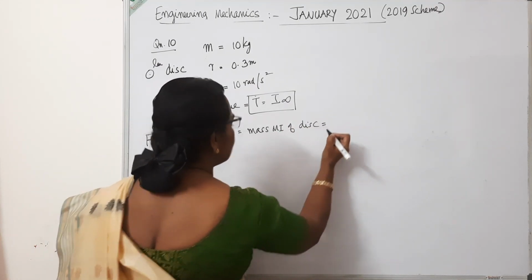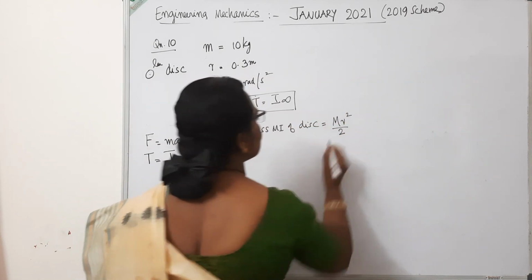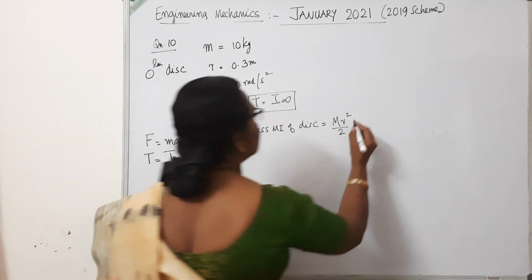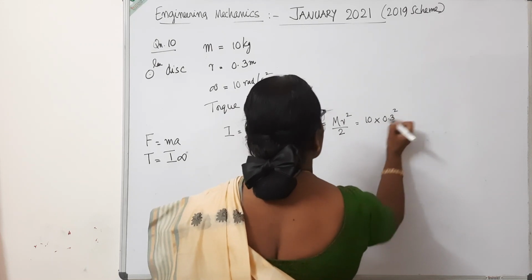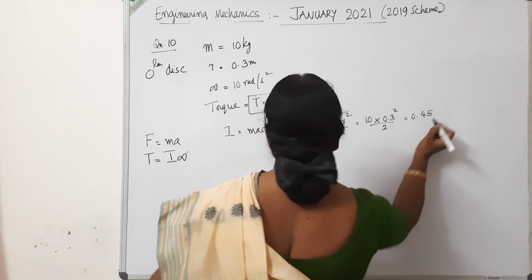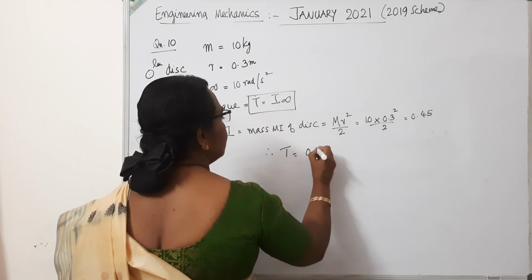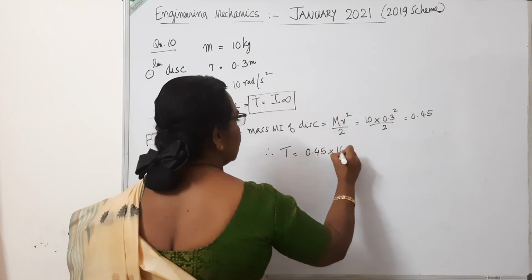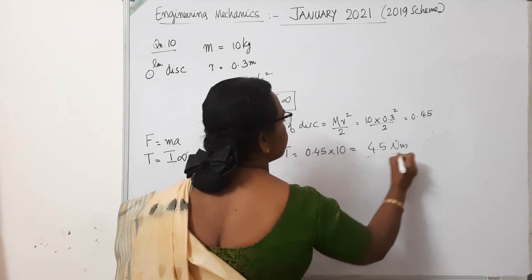For a circular disc, the mass moment of inertia I is equal to m r square by 2. So it's equal to 10 into 0.3 square by 2, which is 0.45. Therefore T is equal to I alpha, 0.45 into 10, so it is 4.5 Newton meter.